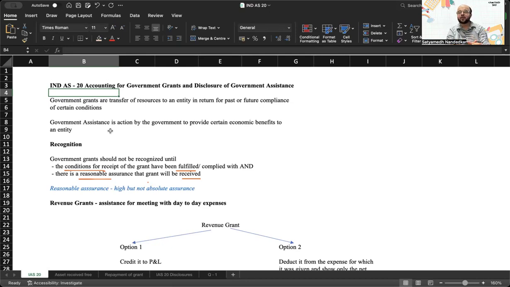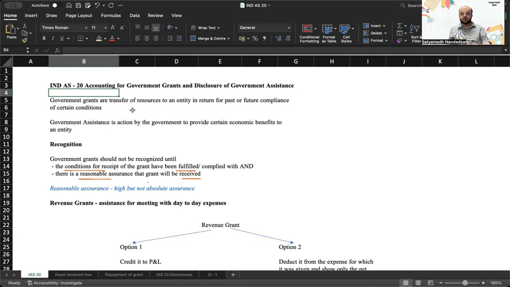But if the government says that you set up a plant in interior Jharkhand and you set up a factory, for the first two machines that you purchase, we will give you 50% of the purchase cost of those machines. Now if you have purchased a machine worth 10,000, the government is going to pay you 50% of the machine cost. So if the machine is for 10,000, the government will give you 5,000. So there is transfer of resources that has happened here. Hence, that is a government grant.